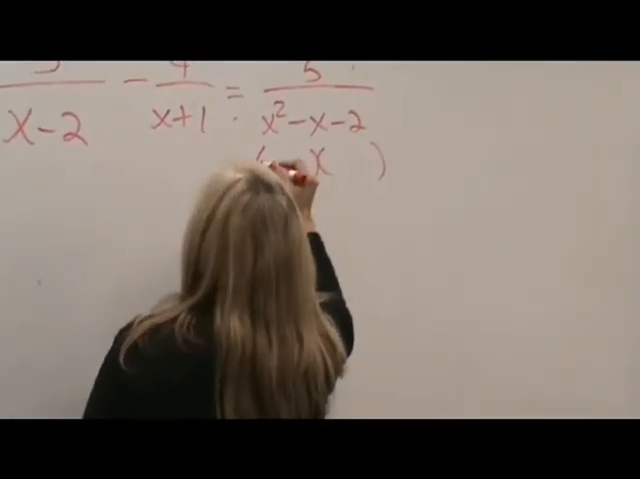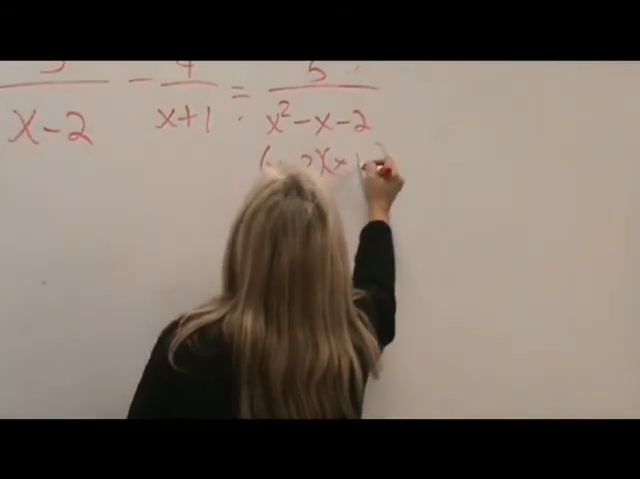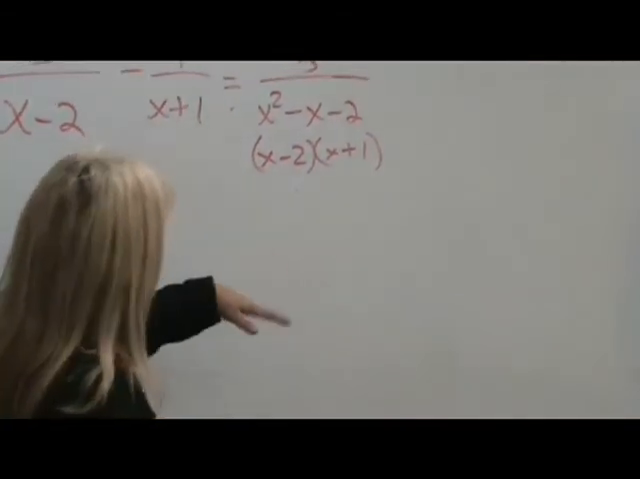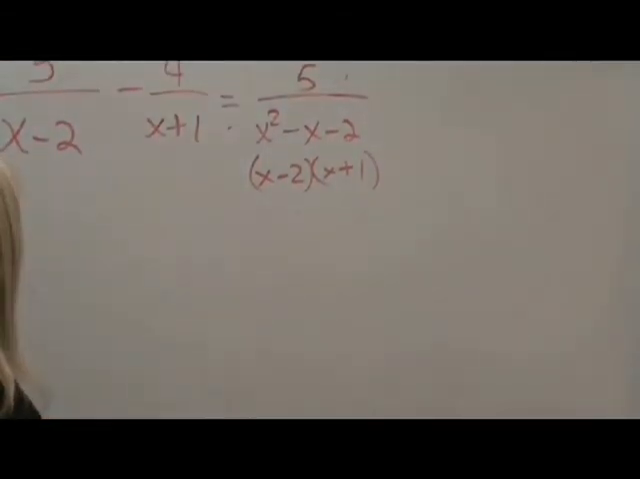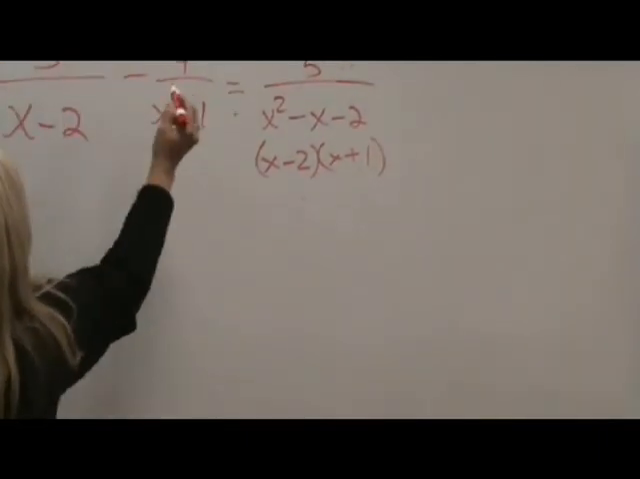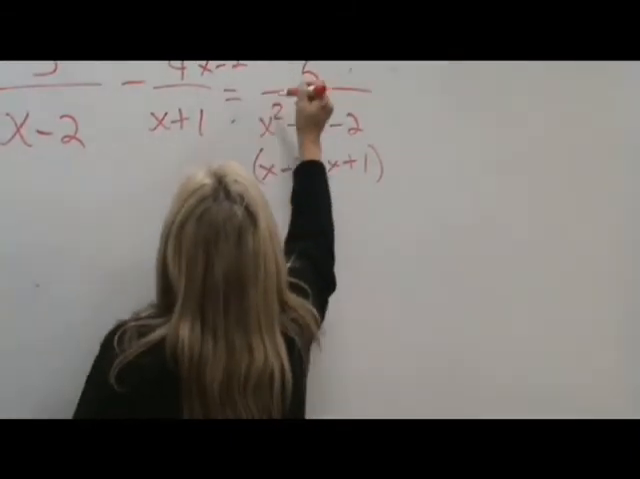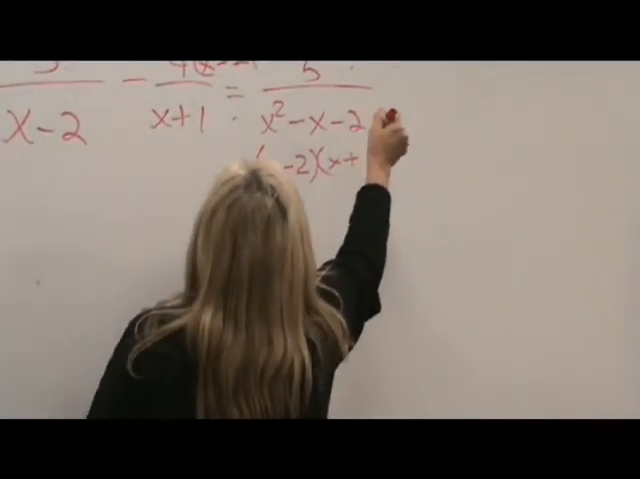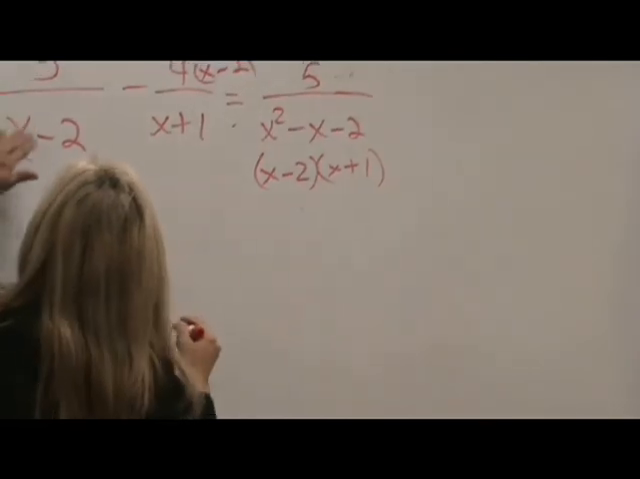Back to first. x minus 2, x plus 1. So that's going to be my common denominator, right? And all you have to do is multiply the first one by x plus 1, and the second one by x minus 2. And this one doesn't need anything, does it? No. So when you do that, what happens?